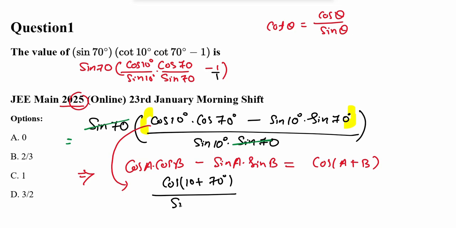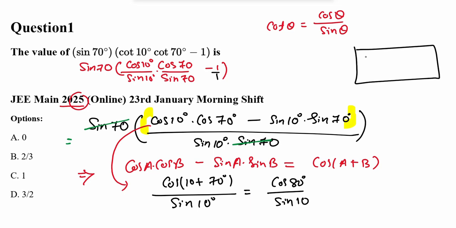So now I am using this formula, so this will be written as cos of 10 plus 70 upon we have only sin 10, right? So this will be cos 80 upon sin 10. Now we know very well 80 and 10 are allied angles, they are complementary, sorry. So 80 plus 10 is 90, so they are complementary, right?